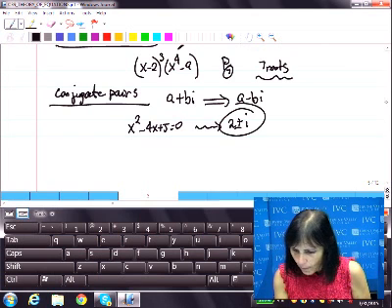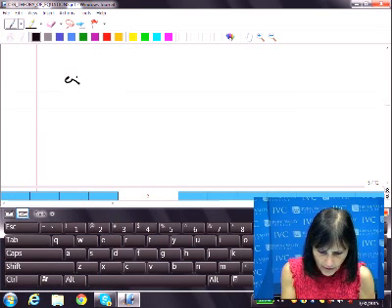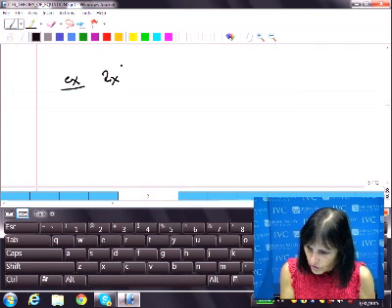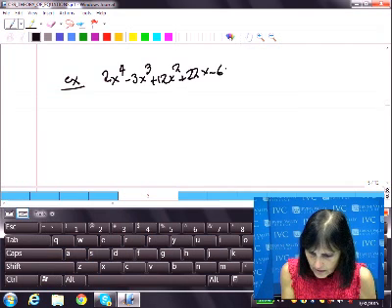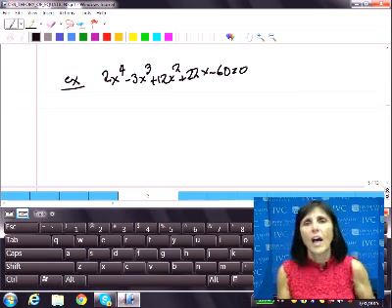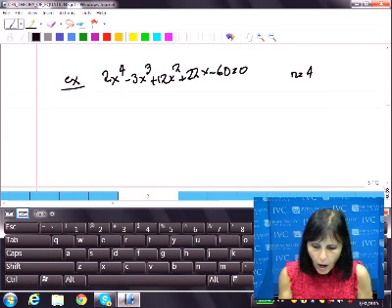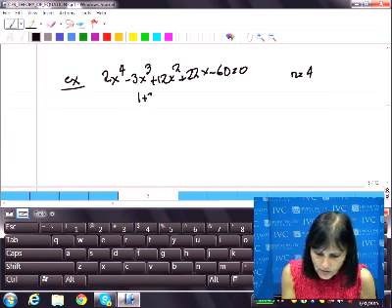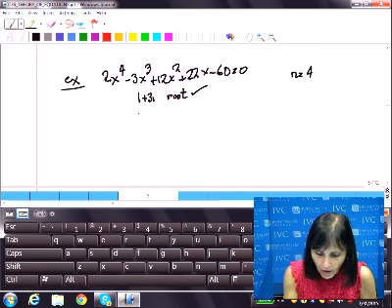Now, where else can you use this? Here's another example. You may have 2x to the fourth minus 3x cubed plus 12x squared plus 22x minus 60 equals 0. So what does that tell me? I will have at most 4 roots. Let's say they gave me one of them: 1 plus 3i is a root. It's given. Then the conjugate pair theorem says 1 minus 3i is a root too.